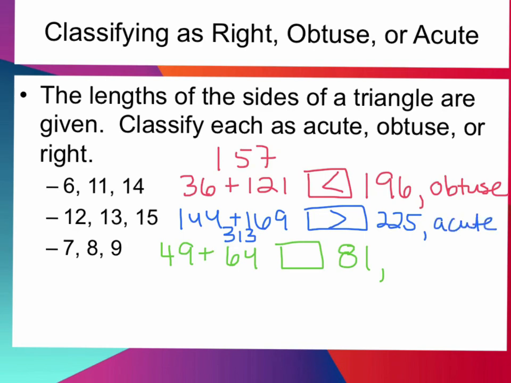And for the last one, 49 plus 64 is 113. And that is going to be greater than 81. So once again, we have another acute triangle. So no right triangles in this bunch.